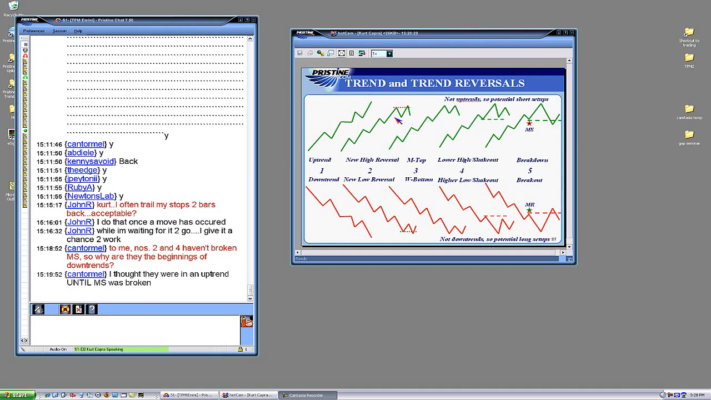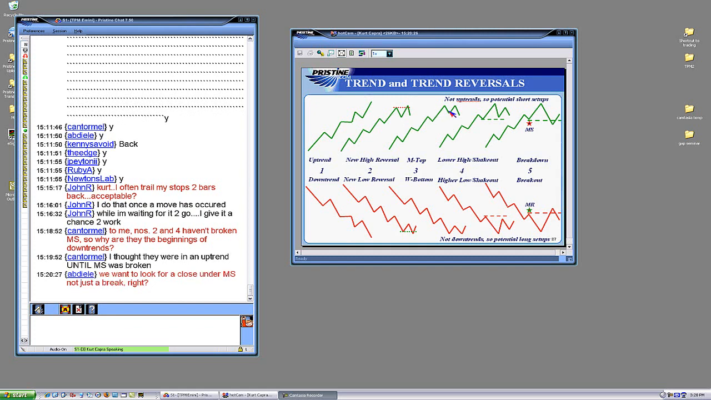Exactly. Well, they are in an uptrend until major support's broken, but double tops, new high failures, shakeout patterns like this, it begins to increase overhead supply. It tells us that the bears are becoming more aggressive.